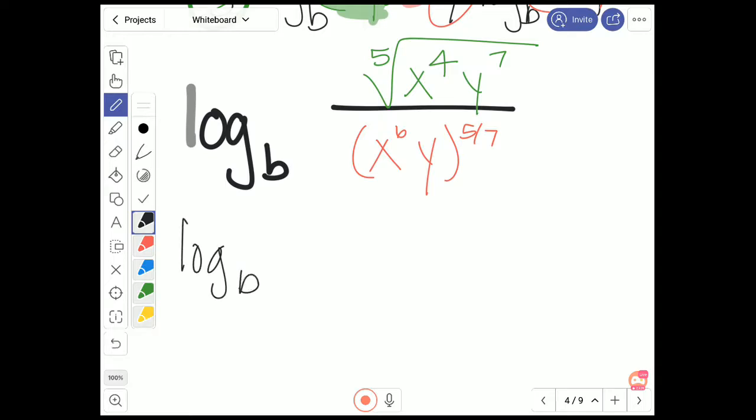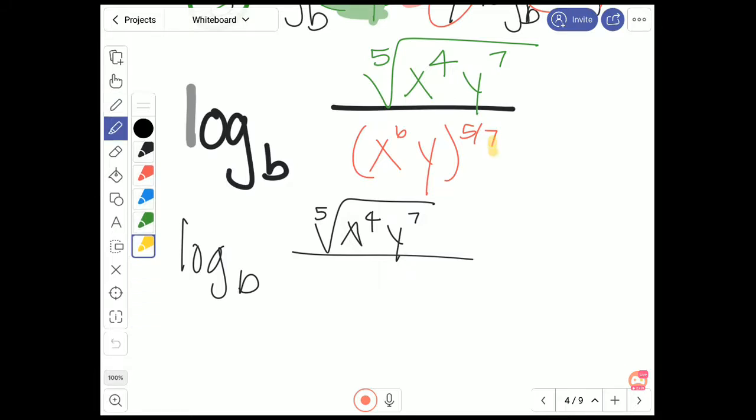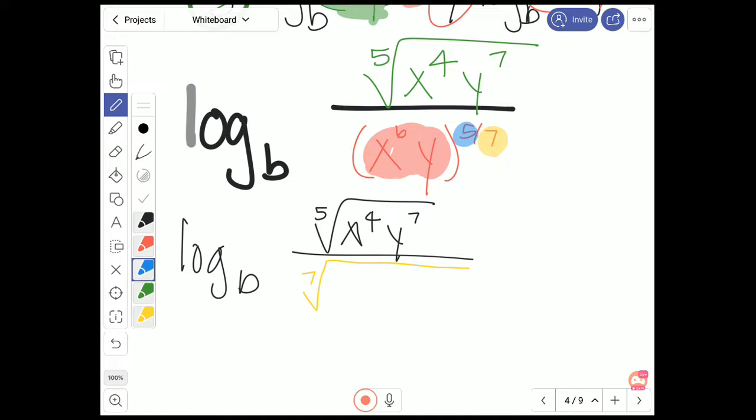So we have the log base b, the numerator's good: 5th root of x to the 4th, y to the 7th. Denominator, not so good, because of a couple things. Number one, the 7 in the denominator of the fraction is my root. So my denominator is going to have the 7th root of x to the 6th y, and then all of that to the 5th power. When I have stuff raised to the 5th power, I need to multiply that exponent in. So 5 times 6 gives me x to the 30th, and this is y to the 1st, so 5 times 1 is y to the 5th.